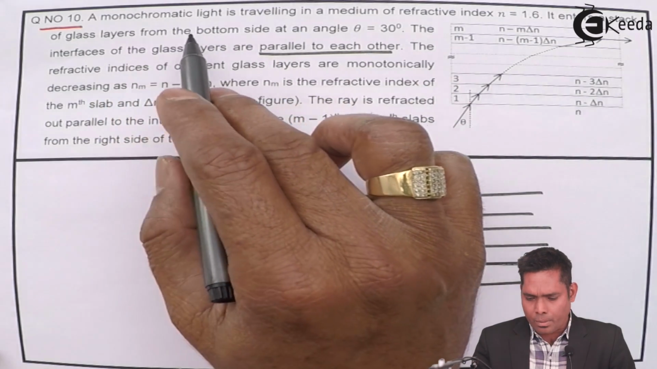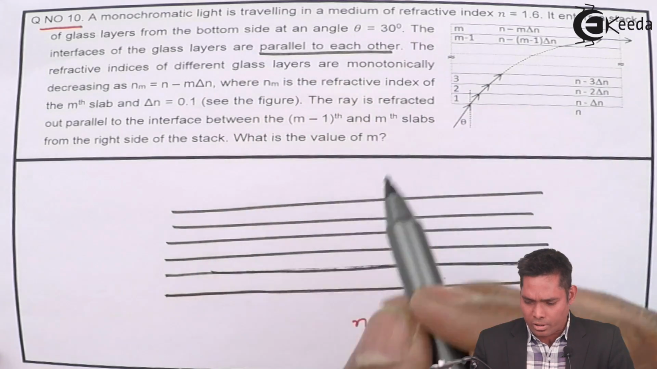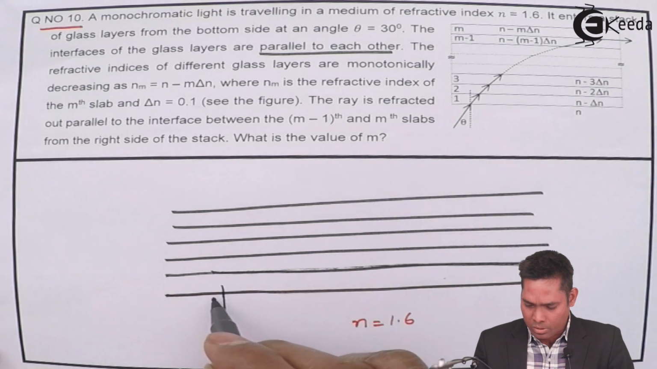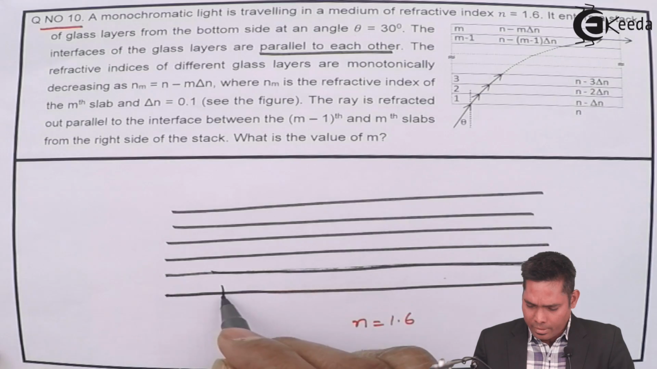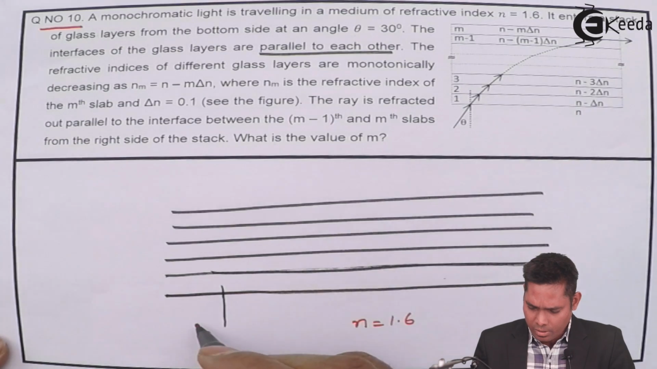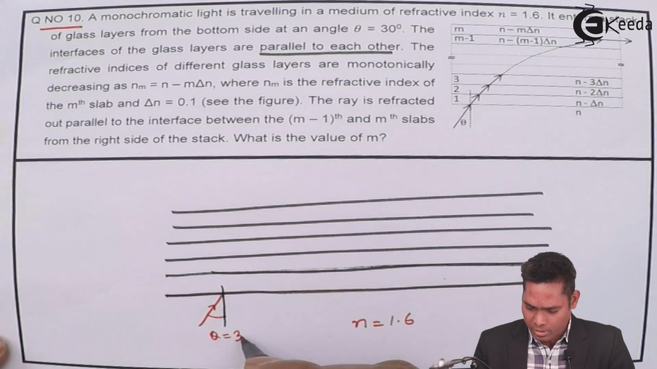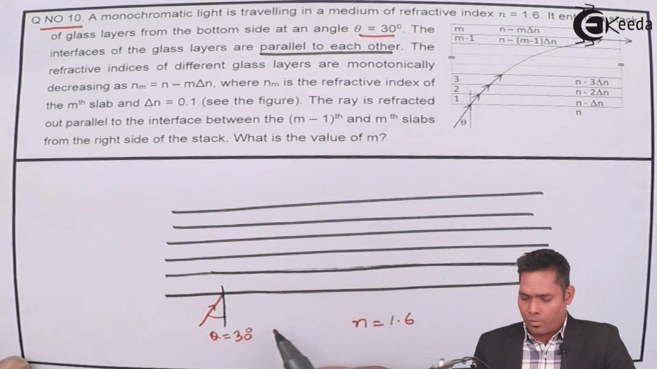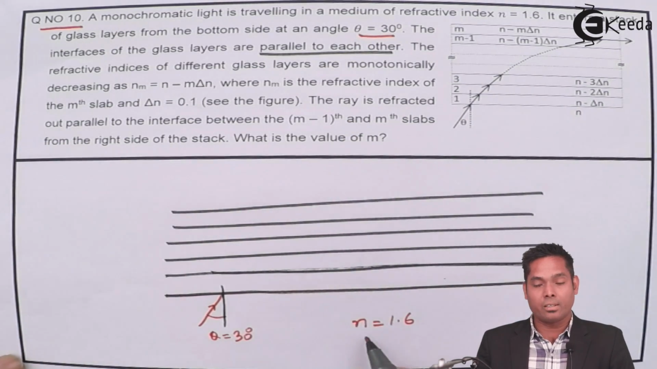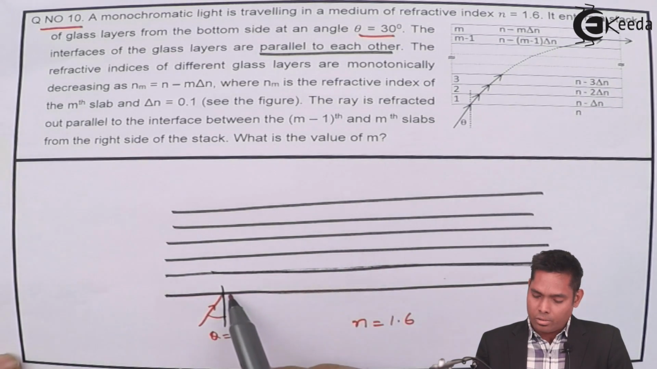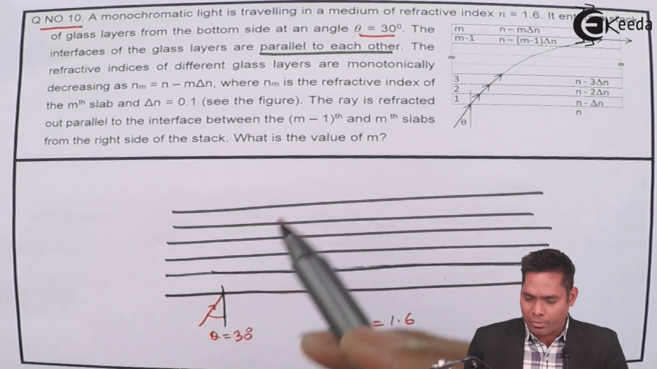The light enters the glass layers from the bottom side at an angle theta of 30 degree. So the light enters something like that. This is the normal to this interface, and it enters at an angle theta which is 30 degree. From which side? From this n side, which is having refractive index 1.6. This now finds glass first here. This is the glass layer and its refractive index.